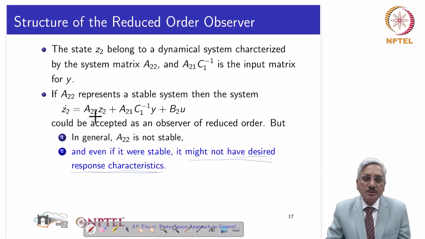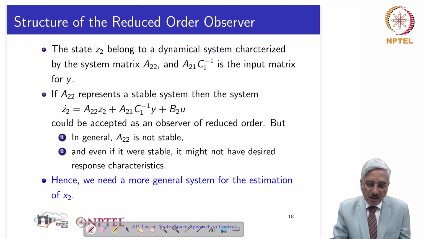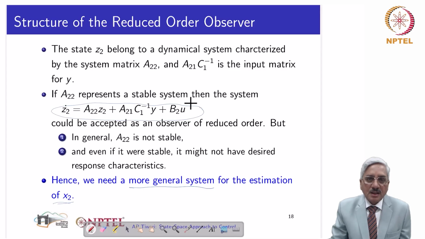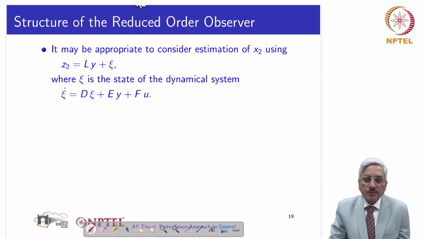So we need to design a proper observer. A more general system needs to be designed for estimation of states z2. This system need not be accepted as it is, even though A22 has stability properties. We are going to consider that, and that is the reduced order observer.